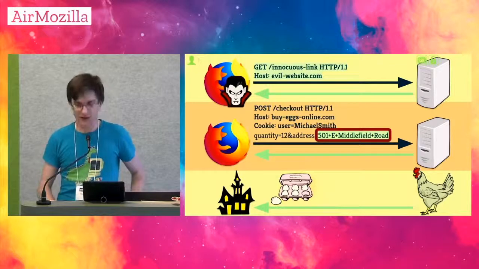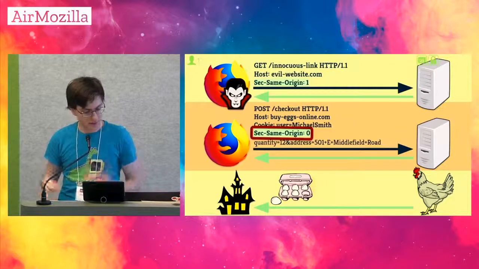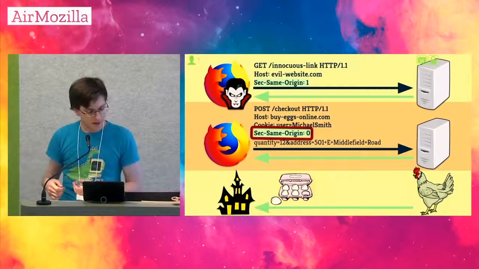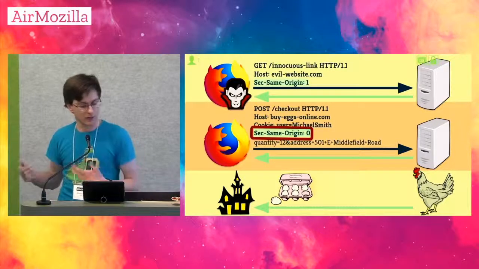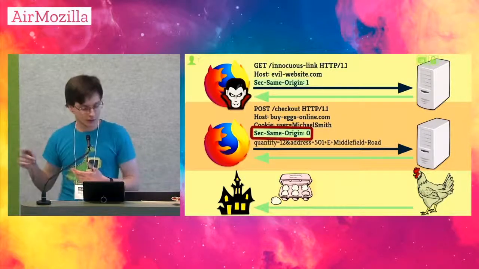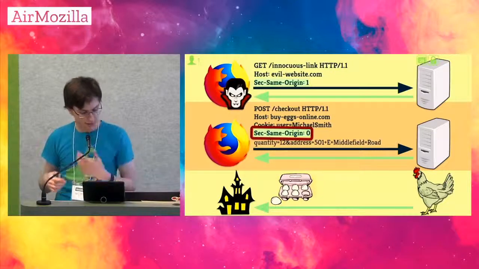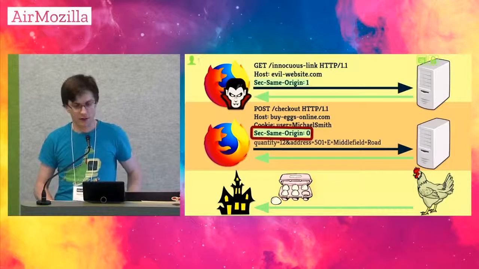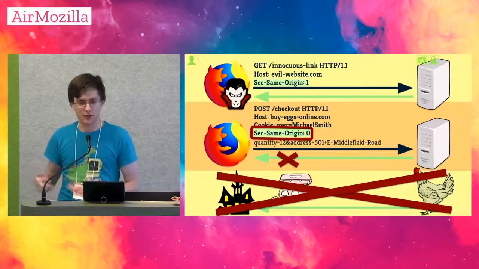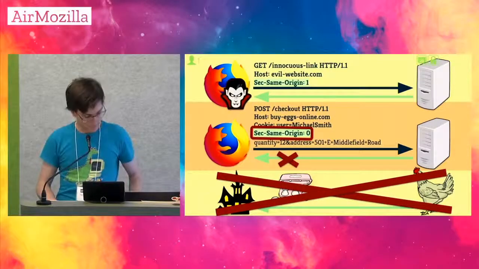Now, we're proposing to fix situations like this by, well, tacking on another HTTP header. A very simple one we call sec_same_origin, which is just 1 for same-origin requests or 0 for cross-origin requests like this one. And in this case, the server could inspect that header, see this as a cross-origin request, and block it from being processed, saving me my egg money.